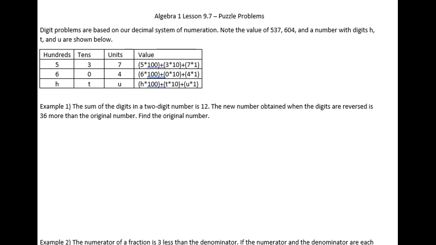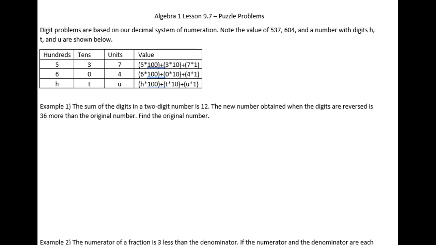Oh, two different numbers, sorry. We're showing 537 and we're showing 604. How are they shown with the digits like this? So you have 5 times 100 makes the 500. 3 times 10 makes the 30, and 7 times 1 makes the units.